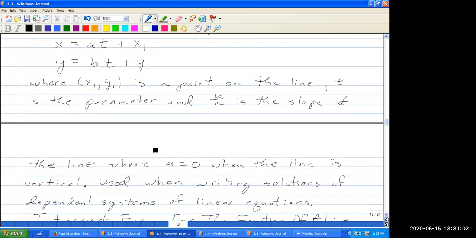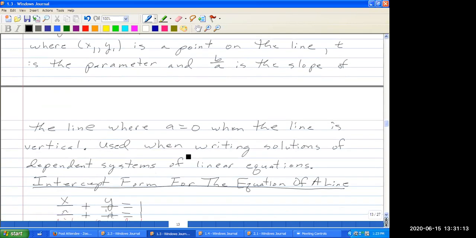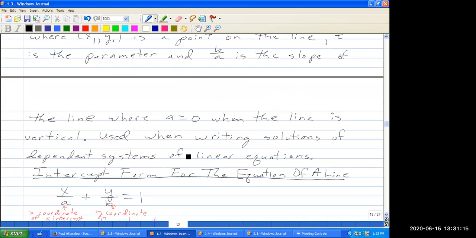Again, a equaling 0 when the line is vertical. So this is used usually when you write solutions of dependent systems of linear equations. You'll be asked, when we're solving systems of linear equations, to write your answer in this parametric form.